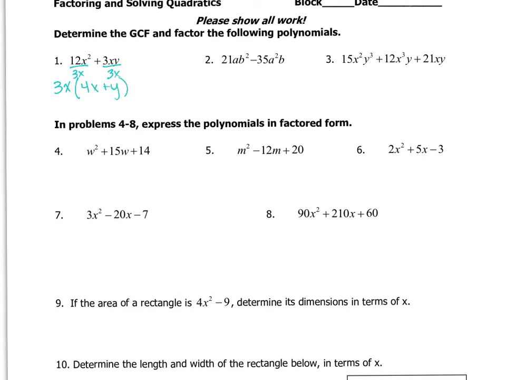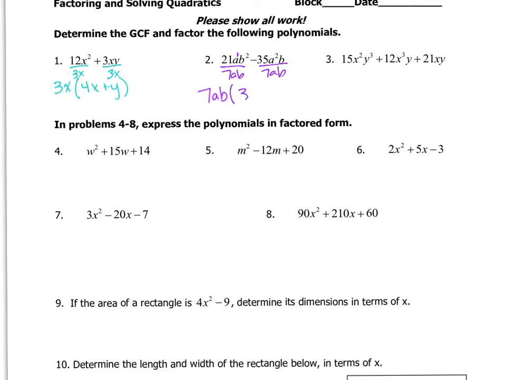On number 2, we've got to think of the highest number that will go into 21 and 35. That would be 7. They both have an a. The lowest exponent would be a 1. And then the lowest exponent on the b, since they both have a b, would be 1. And then we need to divide by that GCF of 7ab on both of these.